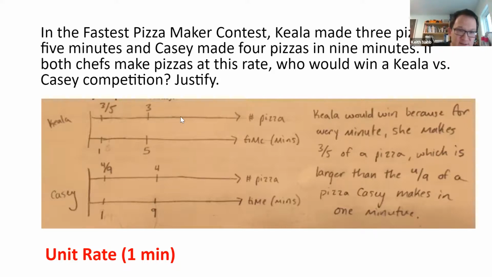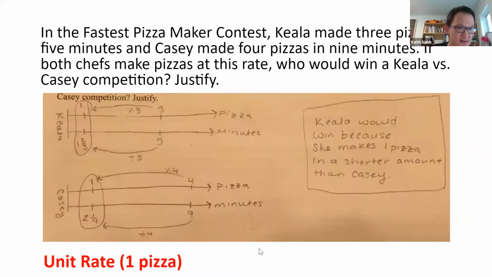So if you look at this problem, you can see the starting point, right? 3 pizzas, 5 minutes, 4 pizzas, 9 minutes. So this student started off that way, and she immediately went to unit rate. I can safely almost say "she" for all of these students, because whenever I teach this class, there's 1 guy and 32 girls in the room. That's typical. So what she did is she unitized on time. She said in 1 minute, Keela makes 3/5 of a pizza, and in 1 minute, Casey makes 4/9 of a pizza. So she reasoned from here, Keela makes a bigger part of a pizza, so she would win the contest. So great use of the number line.